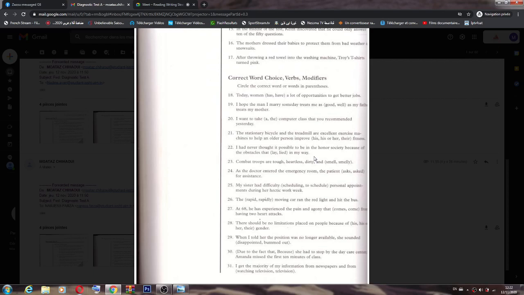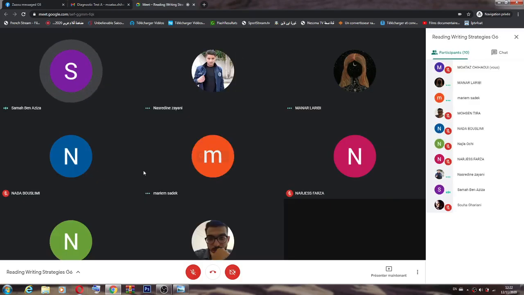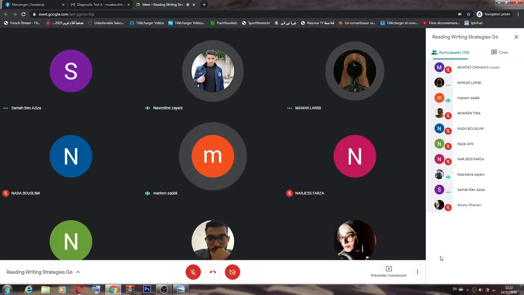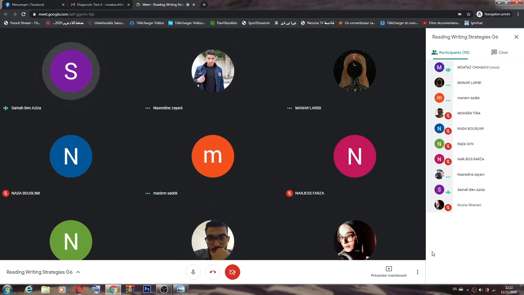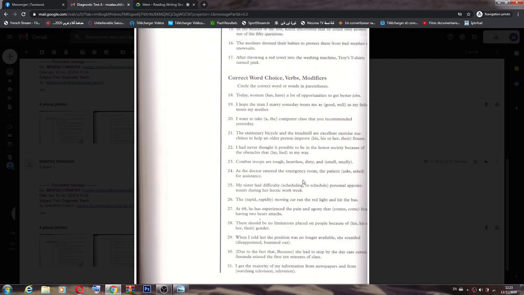The stationary bicycle and the treadmill are excellent exercise machines to help an older person improve his fitness. His fitness. Why his fitness? Because his or her refers to an older person. It's singular, older person. He, and it can be his or her. Very good. Why his? Because an older person can be a woman or a man. Very good. Can be a woman, not a women, because women is in the plural. Is it okay? Yes.